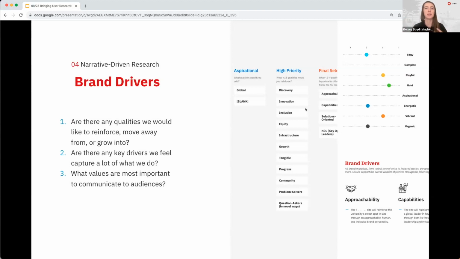So again, you might be asking questions like, are there qualities we would like to reinforce or move away from or grow into? Are there any key drivers we feel capture a lot of what we do and could summarize other elements of our work? What values are most important to communicate to audiences, or really reflect and can be shared by audiences?